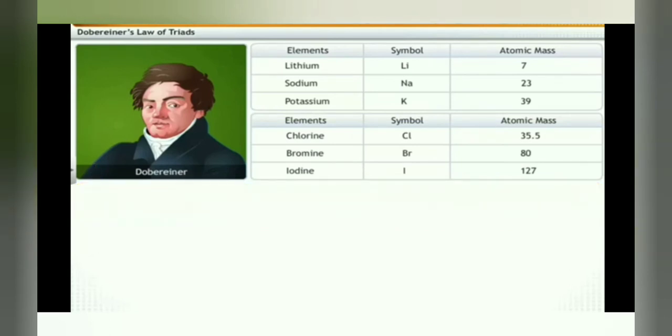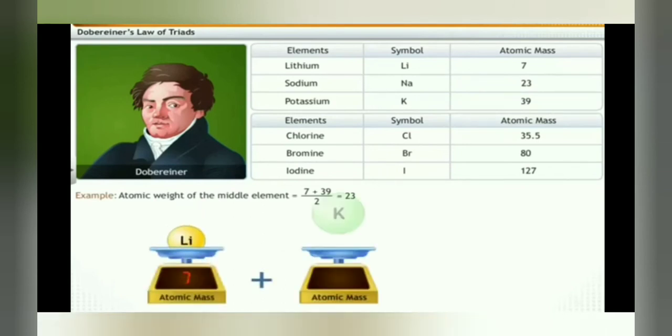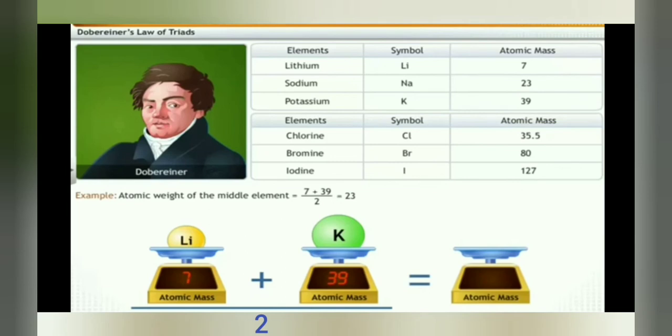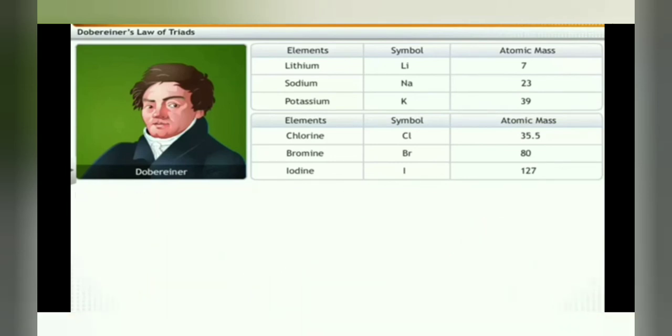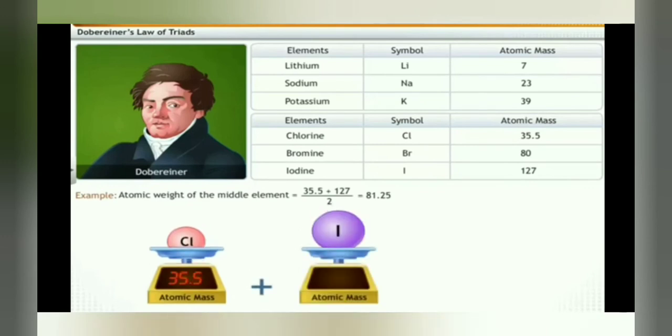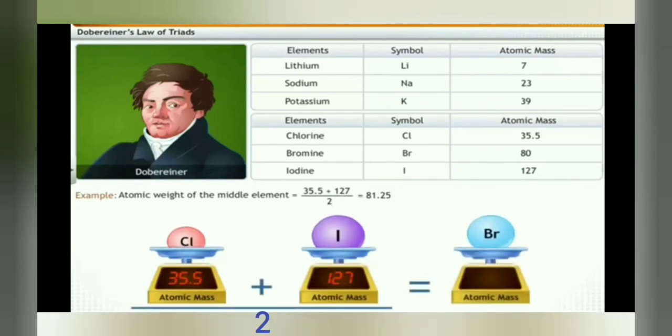To understand more about this law, consider the triad of lithium, sodium, and potassium. The atomic mass of lithium is 7, the atomic mass of sodium is 23, and the atomic mass of potassium is 39. The arithmetic mean of the atomic masses of lithium and potassium is 23, which is equal to the atomic mass of sodium. Similarly, in the triad of chlorine, bromine, and iodine, the arithmetic mean of the atomic masses of chlorine and iodine is approximately equal to the atomic mass of bromine.